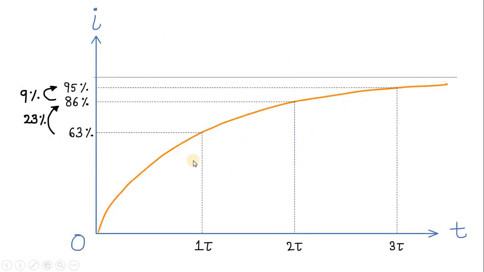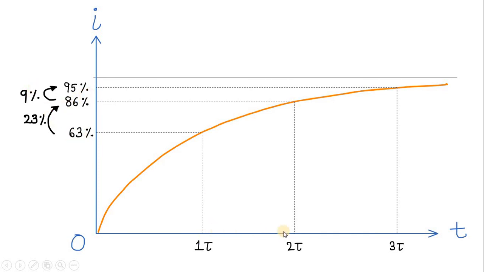Same we can understand here also. See, after one time constant, the amount of current was 63% of maximum value. After two time constants, it was 86%. After three time constants, it was 95%. See, on the horizontal axis, the time gaps are equal. These time intervals are equal. But the amount of percentage jump is not equal.